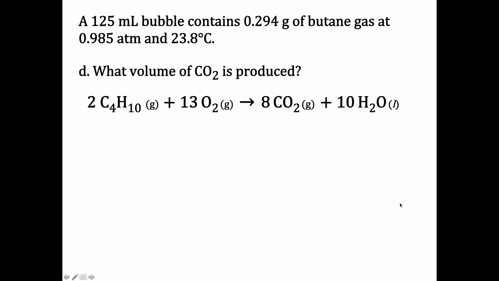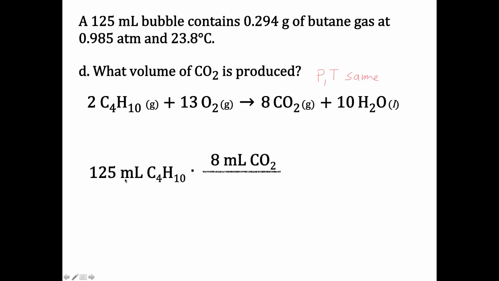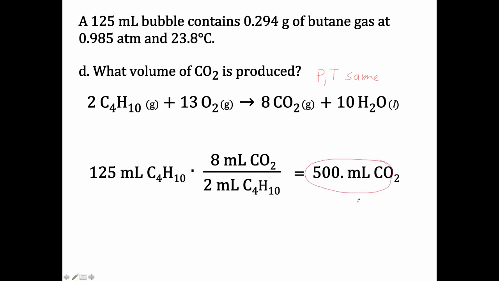Now, what if we're doing the volume of CO2 that's produced? And once again, if we have pressure and temperature being the same for both, then what we're going to have is 125 milliliters of butane times 8 milliliters of carbon dioxide for every 2 milliliters of butane, same ratio by volume as it is by moles, and that works out to be 500 milliliters of CO2, providing the pressure and temperature are the same for both.